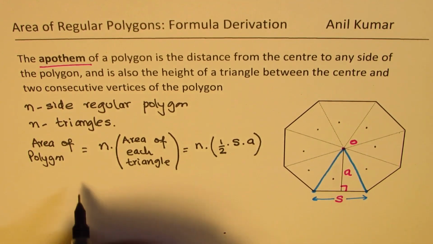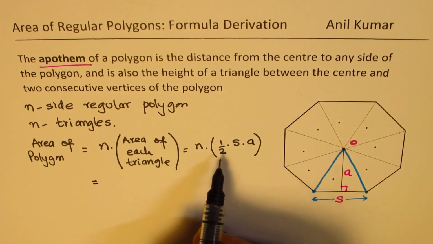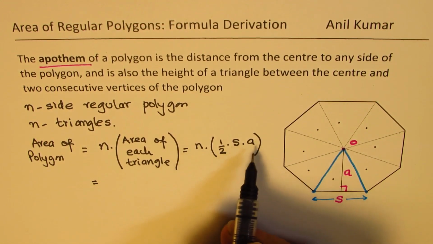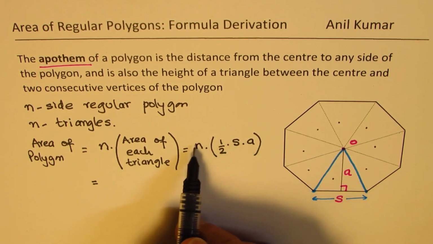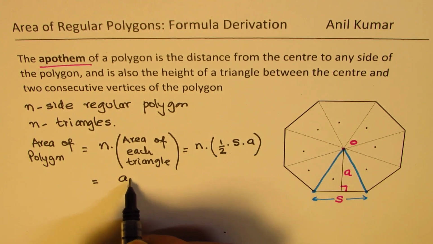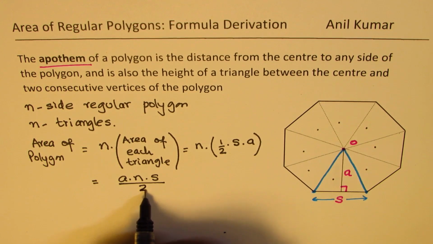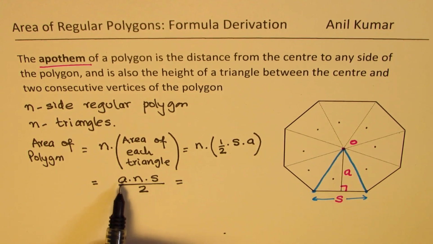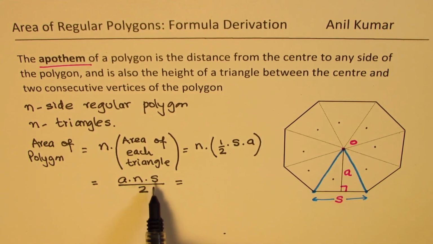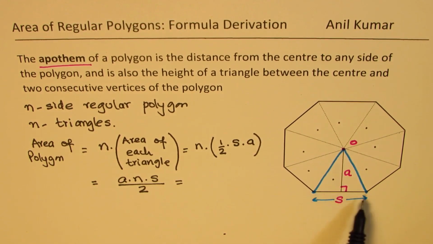Now, you could simplify this and write this as, so I prefer to write this as answer equals A and S over 2, half of the answer, where A is the apothem length, N is the number of sides, and S is the side length, each side length, half of that, right? So that gives you the area of the polygon.